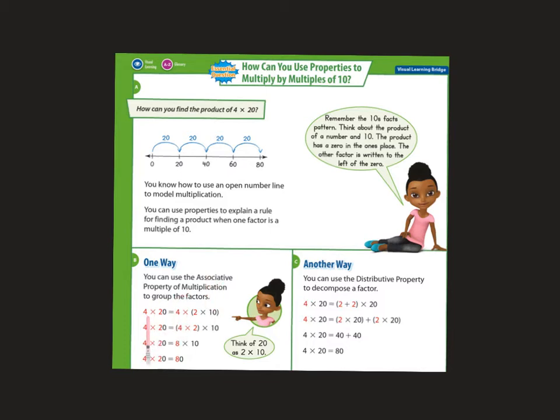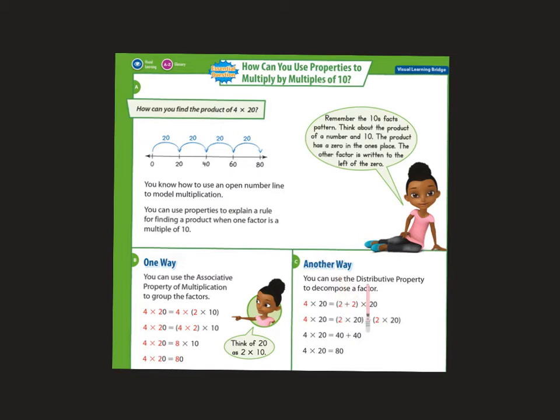So we're going to look at 4 times 20. I know that 4 times 20 is the same thing as 4 times 2 times 10, because 20 is the same thing as 2 times 10. So when I multiply, I'm going to group 4 and 2 together first, and I know 4 times 2 gives me 8. So 8 times 10, I can do that because I know that fact, which is 80. So 4 times 20 equals 80.